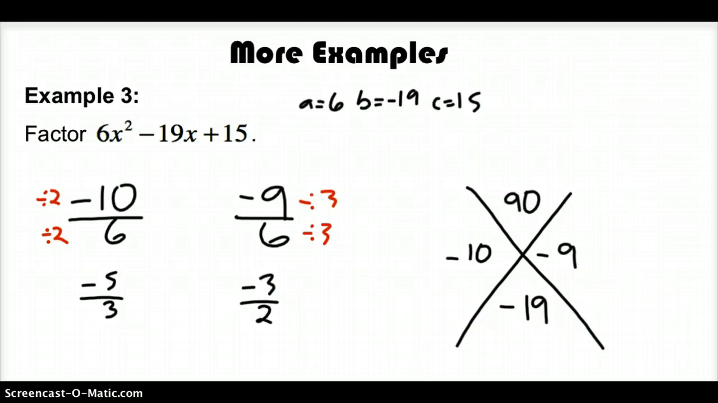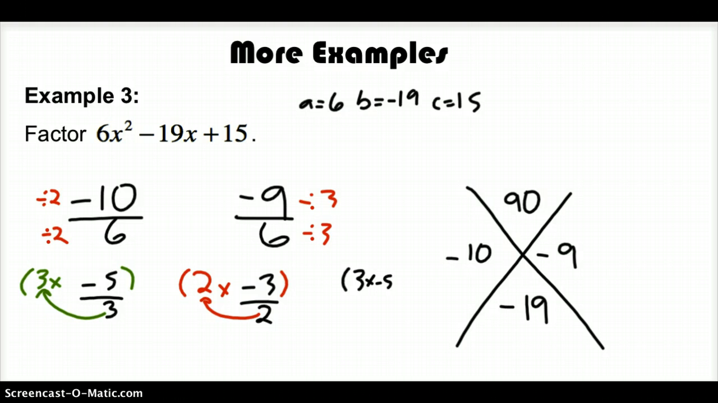Right, and now is the part where I do the bottoms up. So I'll bring this up, and that'll become the coefficient to x in my factor. And on this one again, I'll bring the bottom up, and this will be 2x minus 3. So my final answer here should be 3x minus 5 times 2x minus 3, and we're good to go.